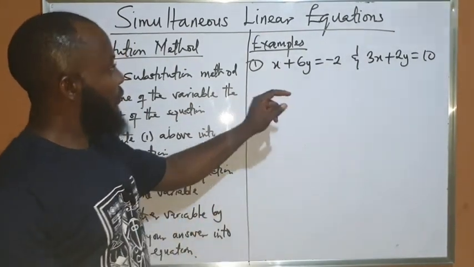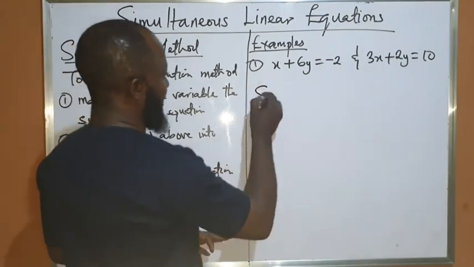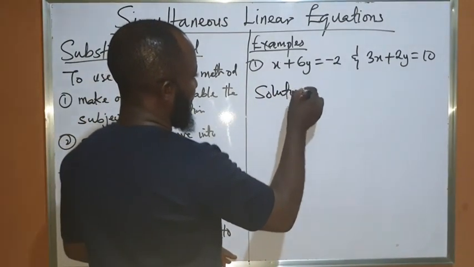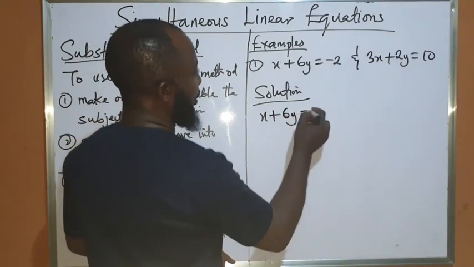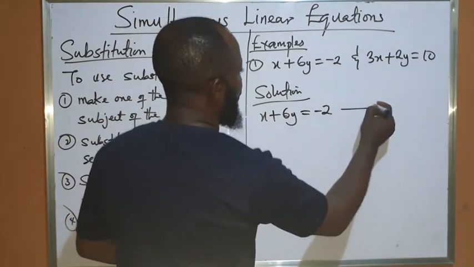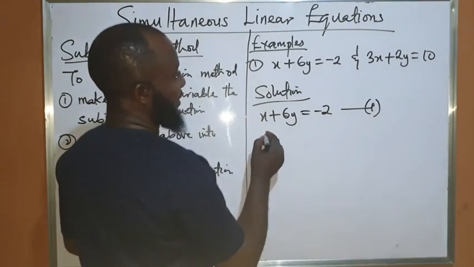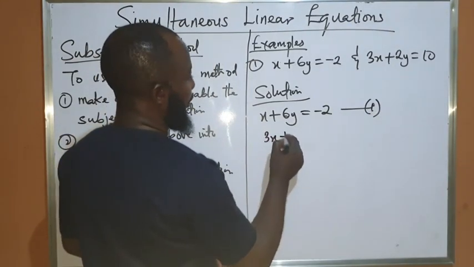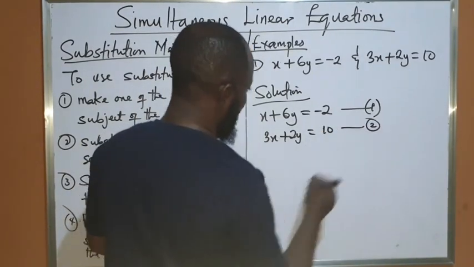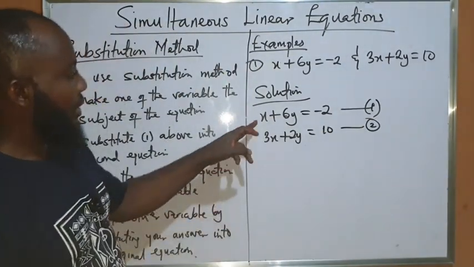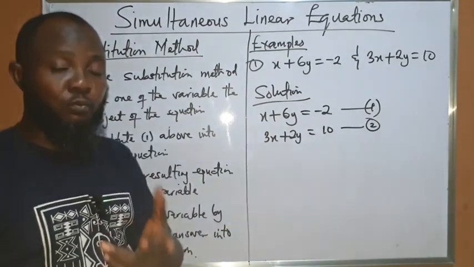If you look at this one, if you want to solve it, we have x plus 6y equals minus 2. This is equation 1. Then the second one is 3x plus 2y equals 10. This is equation 2. Now if you look at equation 1, the coefficient of x, what's the meaning of coefficient?